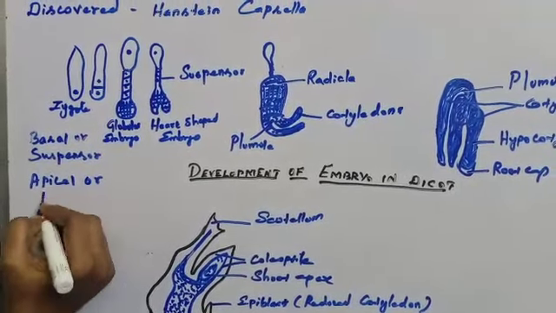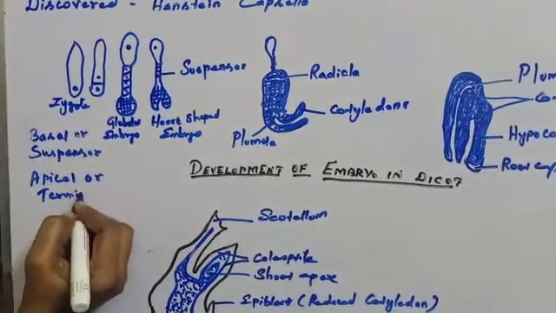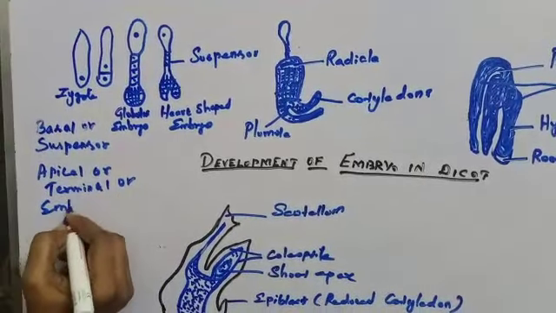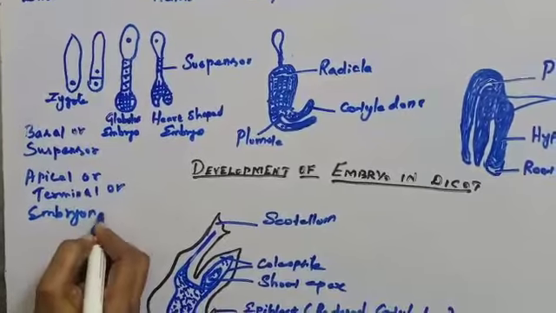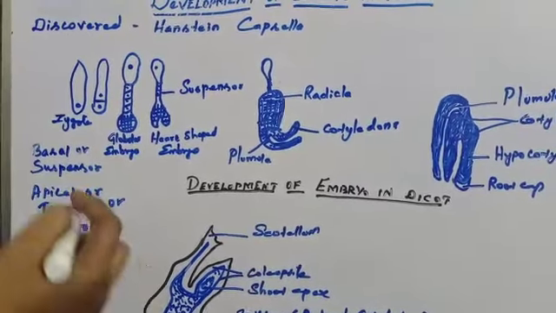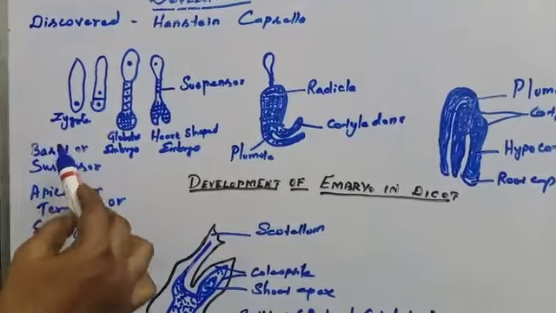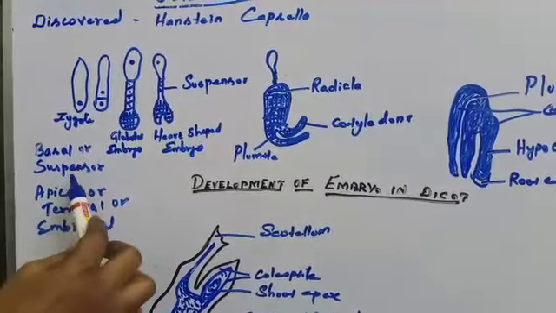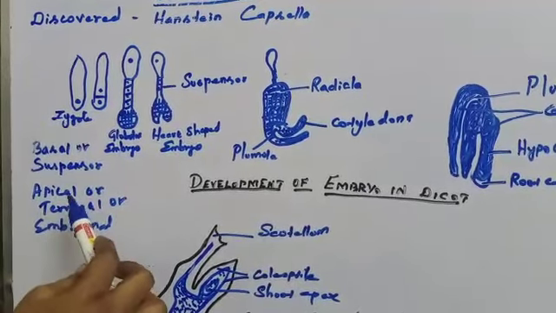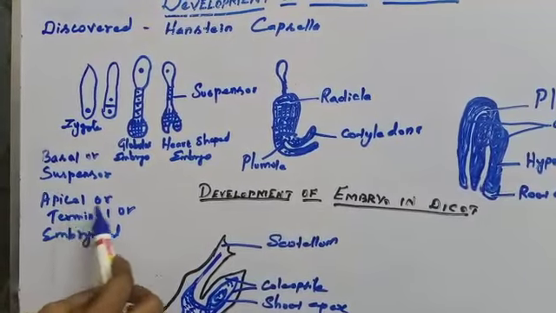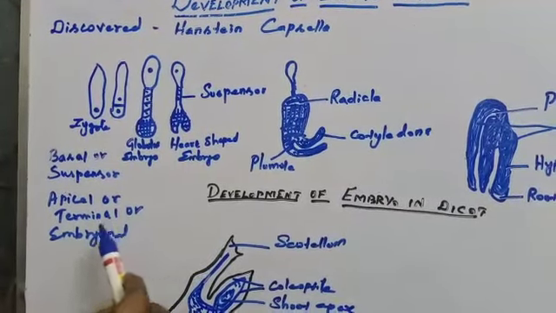Apical or terminal, or embryonal. So two types of cells are formed. The one formed at the micropylar end is called the basal cell or suspensor cell. The other, towards the chalazal end, is called the apical cell, terminal cell or embryonal cell.